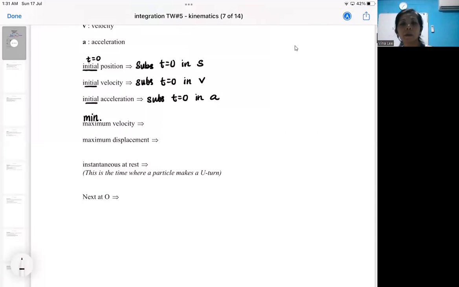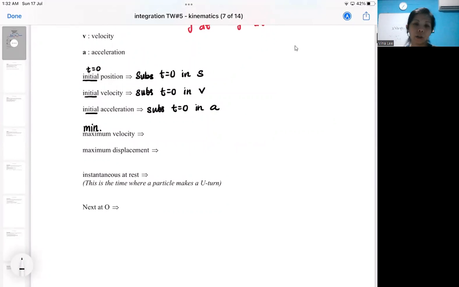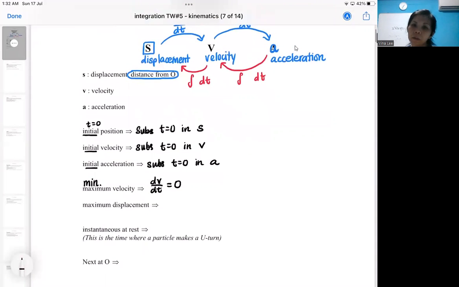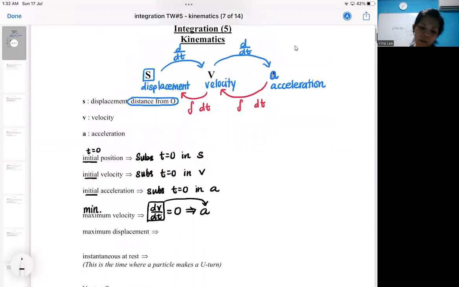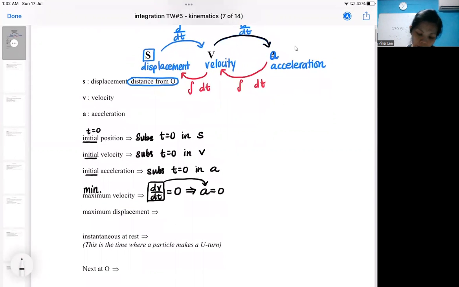So that is your minimum and maximum in differentiation. When you are finding a minimum point, you differentiate and set equal to 0. So in this situation, you are going to differentiate velocity and set it equal to 0. If you'd like to find the minimum velocity or maximum velocity, your job is to differentiate velocity equal to 0. And if you differentiate velocity, you get acceleration. So you end up setting acceleration equal to 0. That's the implication of minimum or maximum velocity.